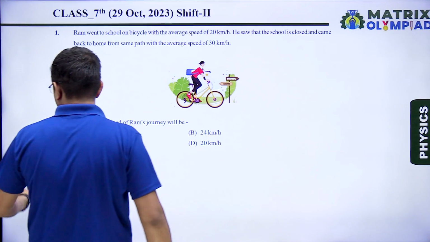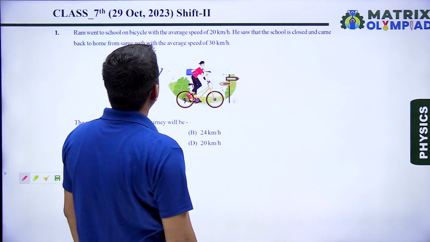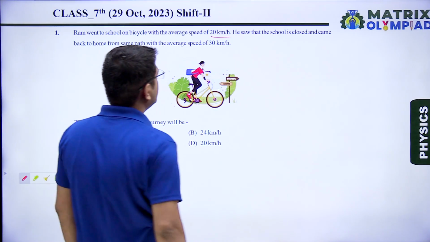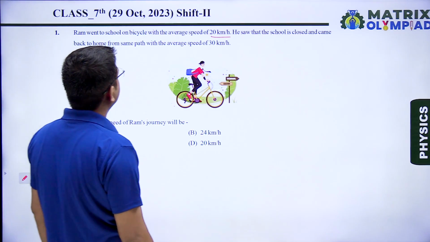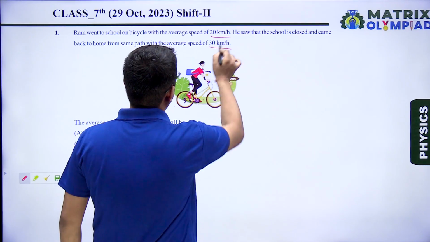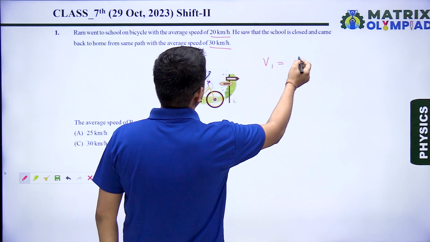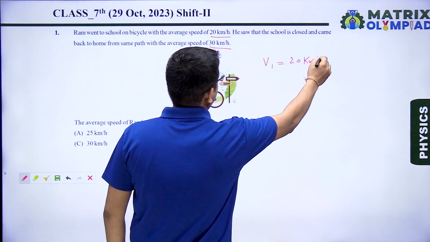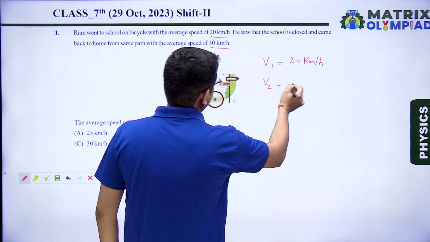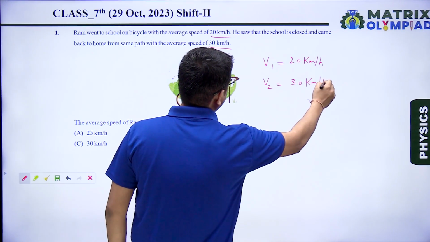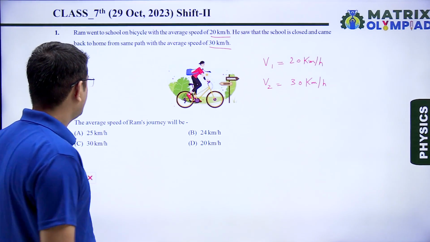Question number 1. In question number 1, there is a figure and a case is given. Ram went to school on bicycle with the average speed of 20 km per hour. He saw that the school is closed and came back to home from the same path with average speed of 30 km per hour. That means from home to school, let's say its speed is V1, that is 20 km per hour. And from school to home, let us assume his speed is V2, that is 30 km per hour. So we have to calculate the average speed of Ram for total journey.